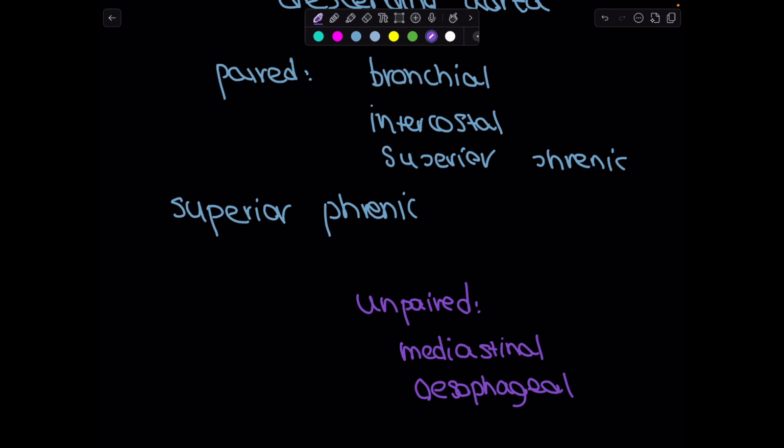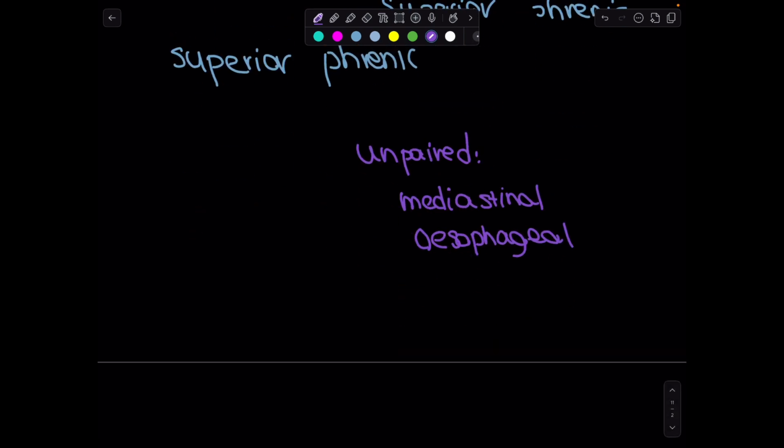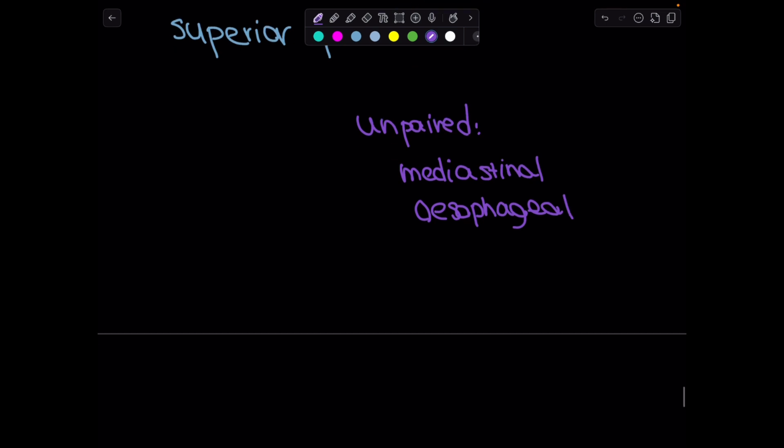The unpaired branches of the descending thoracic aorta include mediastinal arteries, supplying lymph nodes, connective tissue, and posterior mediastinum structures, and esophageal arteries, 2 to 5 branches supplying the esophagus. Other mediastinal regions, anterior, middle, superior, don't get direct unpaired branches from the descending aorta. They're supplied by smaller vessels from other sources like internal thoracic or pericardiophrenic arteries. The trachea is anterior to the esophagus throughout its course in the neck and thorax.